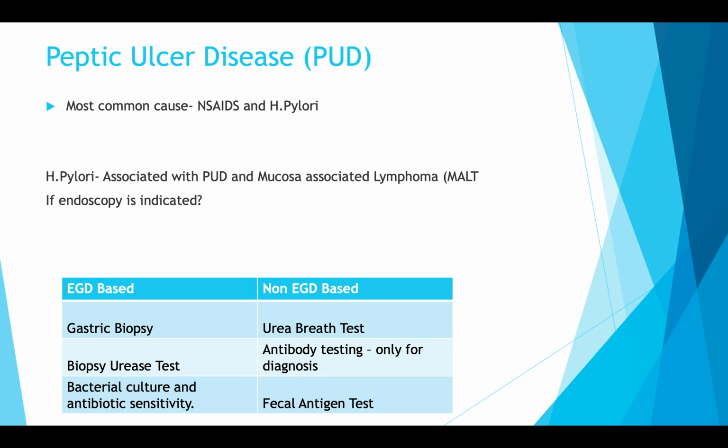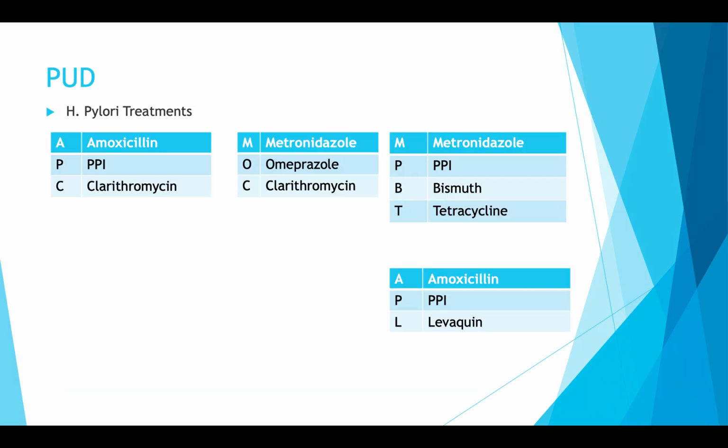Now, the treatment regimen is also important. I have a few mnemonics I usually use. The most common is APC, which is amoxicillin, PPI, clarithromycin, the most common treatment regimen for H. pylori. Remember that some patients can be allergic to amoxicillin. In that case, you can use MOC, which is metronidazole, omeprazole, and clarithromycin. So APC or MOC are your standard treatment choices.